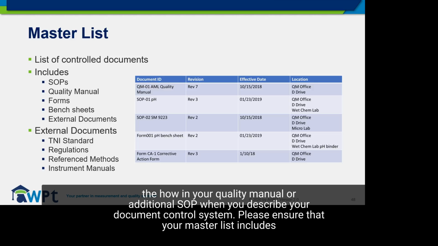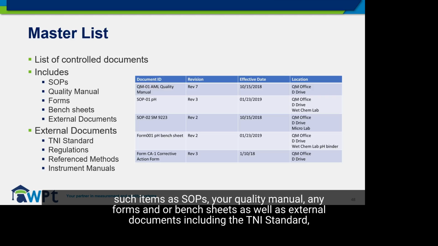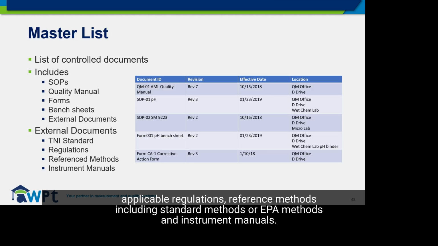Please ensure that your master list includes such items as SOPs, your quality manual, any forms or bench sheets, as well as external documents, including the T&I standard, applicable regulations, reference methods, including standard methods or EPA methods, and instrument manuals.